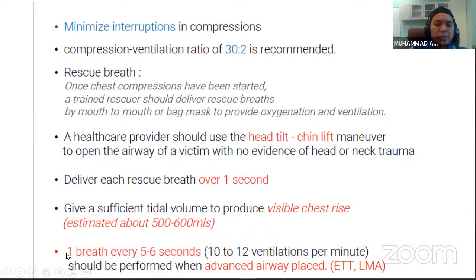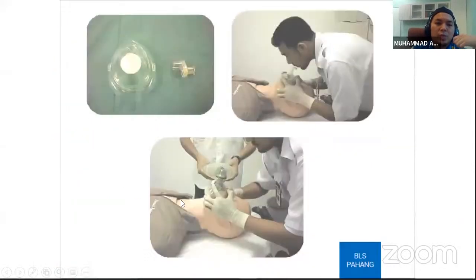Okay, if patient already intubated, you should give rescue breath, one breath every 5 to 6 seconds. Okay, 5 to 6 seconds only. And then you don't need to stop CPR. You don't need to stop chest compression if already intubated. So someone who does chest compression should do chest compression straight away for 2 minutes, and the other one in charge of the airway should just give bag valve mask, one breath every 5 to 6 seconds.